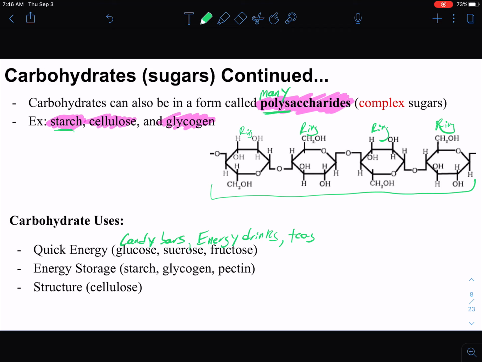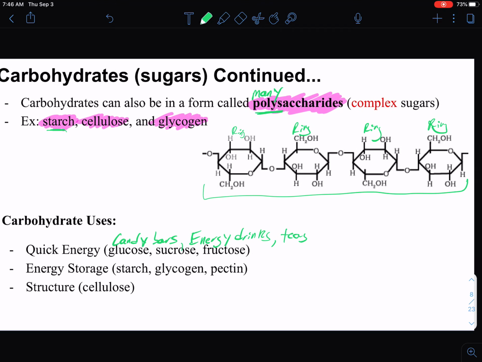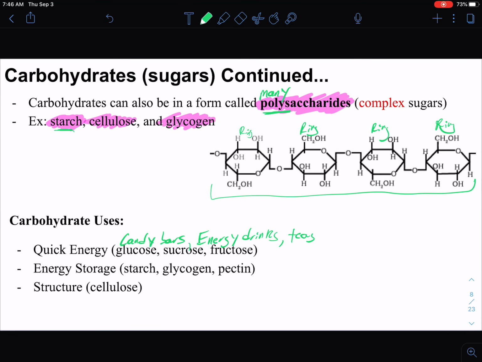And the last thing is structure, which would be cellulose. With cellulose, you're going to find that in plants. And it's going to help give it that rigidity, that structure. You're going to find it in the cells. So every time you take a bite of celery and you hear that crunch, what you're actually crunching through is the cell wall and the cellulose that gives the plant its strength. Plants don't have skeletons. They use that cellulose to hold themselves up.